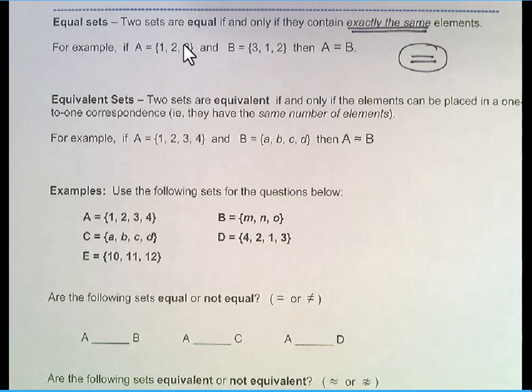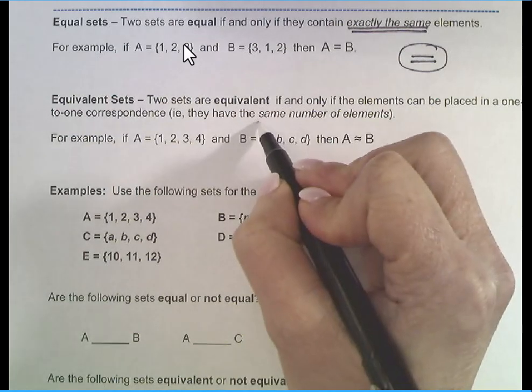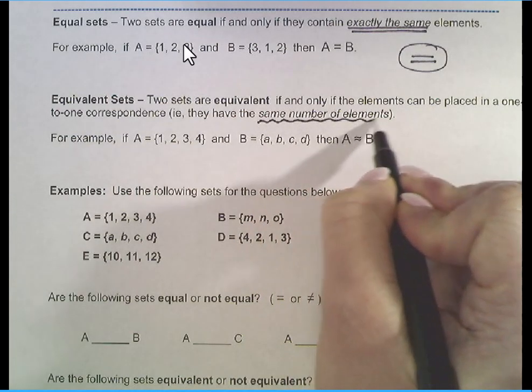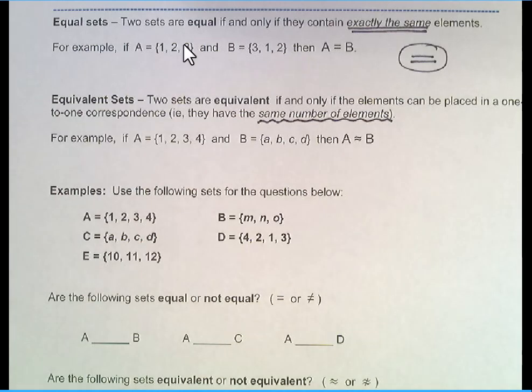Equivalent is slightly different. It doesn't necessarily mean the same thing as equal. Two sets are equivalent if and only if the elements can be placed in a one-to-one correspondence. So in other words, they just have to have the same number of elements. That's the kicker here.